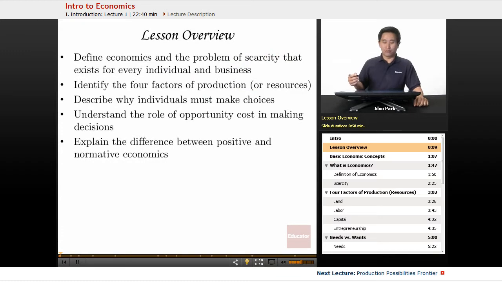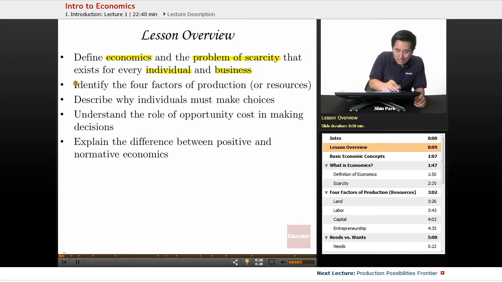In today's lesson overview, we're going to really define what economics is really about. We're going to define what economics is and what the problem of scarcity is that exists for every individual and business. So this is really the setup of what this course is about. And then we're going to identify the 4 factors of production or resources. We're going to describe why individuals must make choices. We're going to understand the role of opportunity cost in making decisions. And then finally, we're going to explain the difference between positive and normative economics.